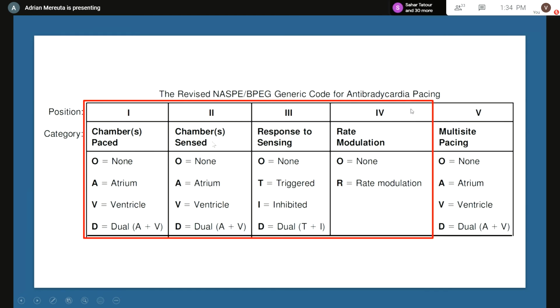In which chamber is the sensor? Because we have to sense the normal activity to know when to give a spike. It can be 0 for none, atrium, the same. And what is the response when the sensor senses a normal activity? The response is usually inhibition. That means if there is a ventricular activity, then the pacemaker won't give another spike. Or sometimes it's triggered.